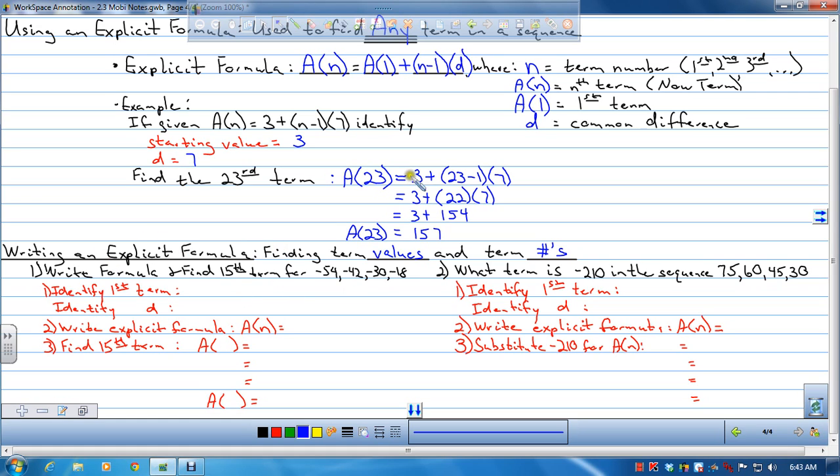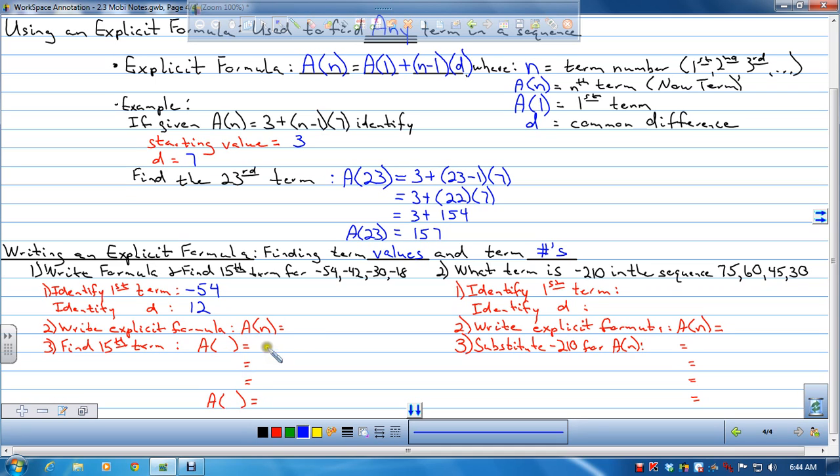Writing the formula shouldn't be too difficult after we just did it here. It wants us to write the formula and find the 15th term for this sequence right here. Well, identify that first term. That's pretty easy. I can do that. Identify d. So is this going up or down? This is going up. It is increasing, right? It started at a lower negative number and it is increasing towards the positive numbers, which means it's going up. And that common difference, it's going up by 12 each time.